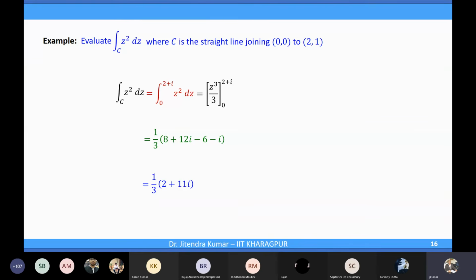Here we can apply that fundamental theorem because z squared is analytic everywhere in the entire complex plane. So if you are integrating over this straight line, we have written a straight line, but it does not matter what the curve joining these two points is. It can be any curve. The value will be 1 by 3 times (2 plus 11i). That is because of the fundamental theorem of complex integrals.